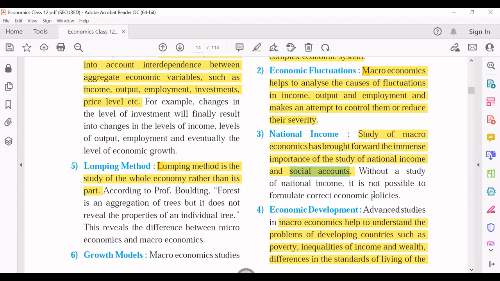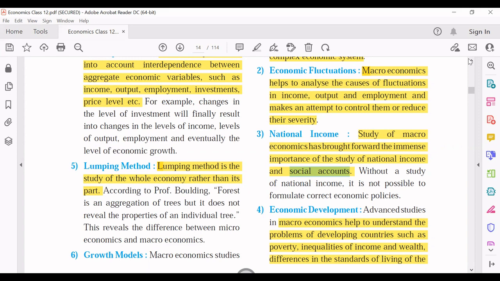Therefore, what we can say from this is that the difference between micro and macroeconomics can be revealed. So when I'm studying microeconomics, I'm only talking about the properties of an individual tree. But when I'm doing macroeconomics, I'm studying the properties of the trees in general. So this follows a lumping method.